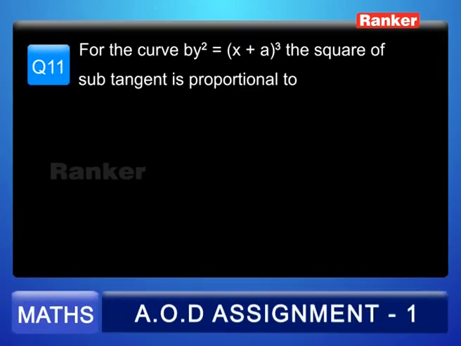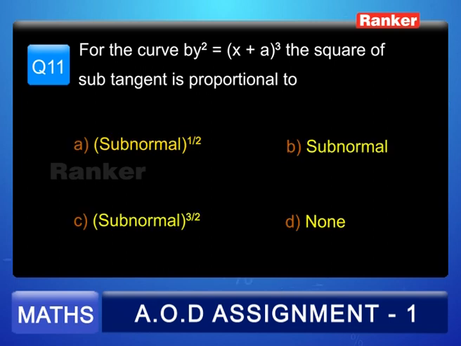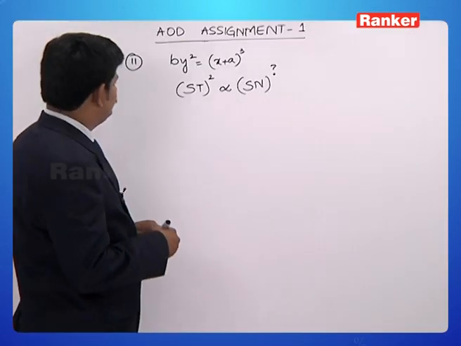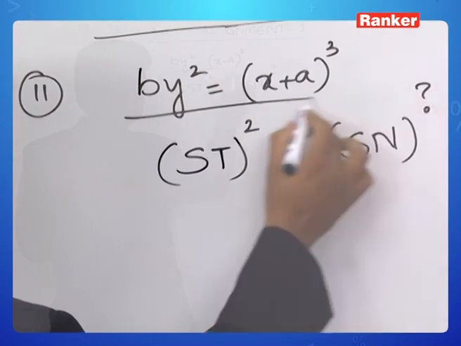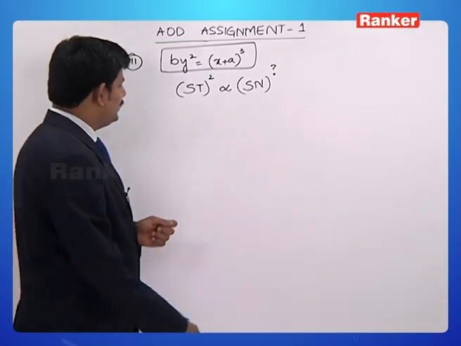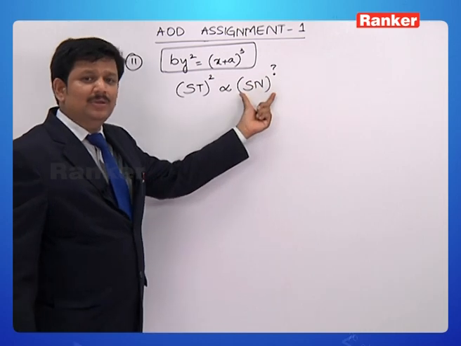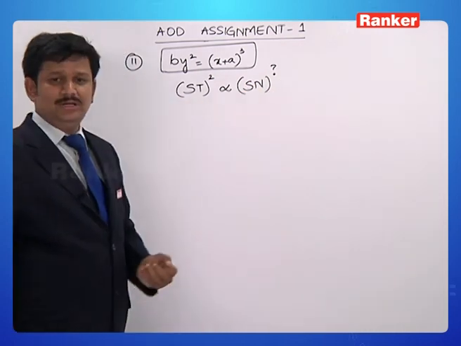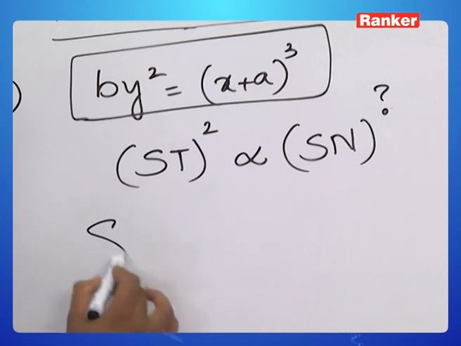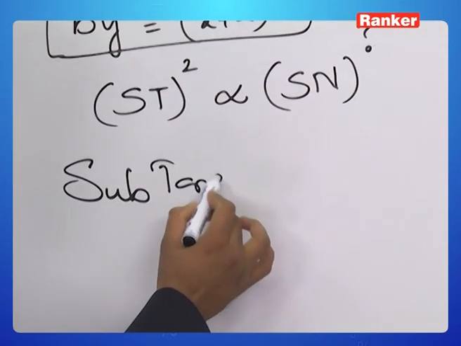Next question. For the curve y square is equal to (x plus a) whole cube, the square of the subtangent is proportional to: option A, subnormal whole power half; option B, subnormal; option C, subnormal whole power 3 by 2; option D, none of these. For this curve, we need to find to which power of the subnormal the subtangent whole square is proportional.